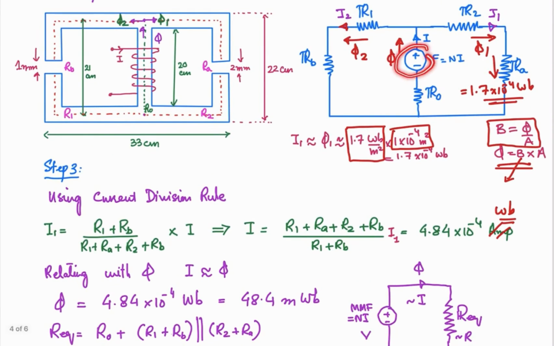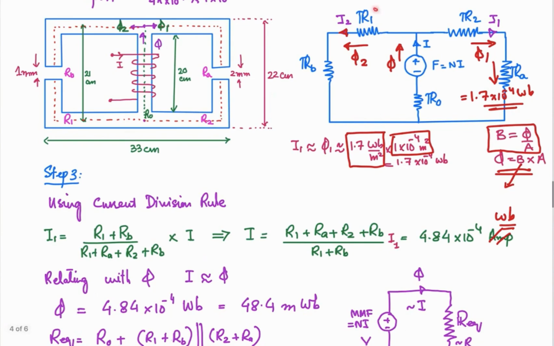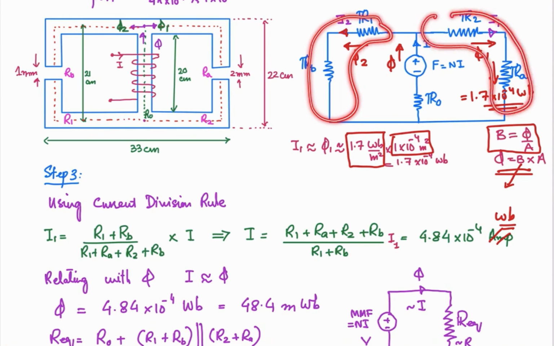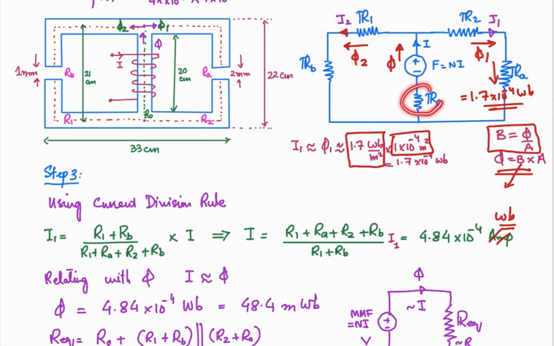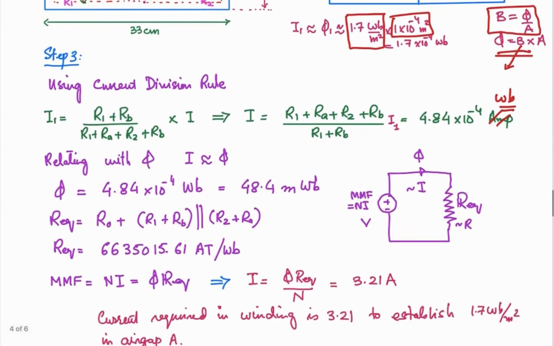Okay, so this is required from here, and now let's look at the equivalent reluctance that will be seen by this source. So these two are in series, these two are in series, and then they are in parallel. So taking the series combination of these and then taking the parallel, and then the resultant will be in series with R naught. So you can work out the equivalent reluctance, that is R1 plus RB in parallel with R2 plus RA, and then that will be in series with R naught. So the total equivalent reluctance seen by this source is this one.